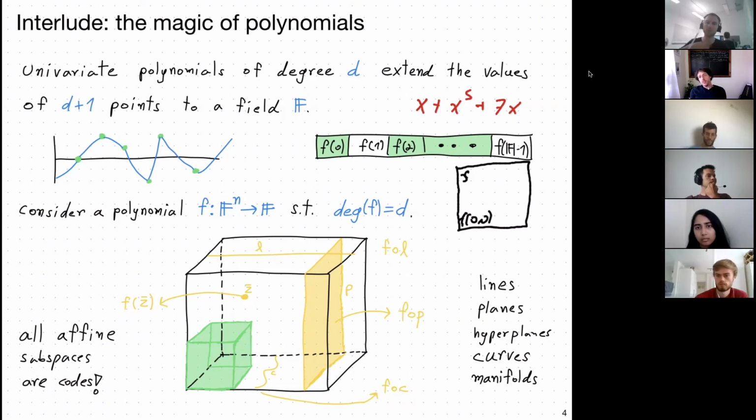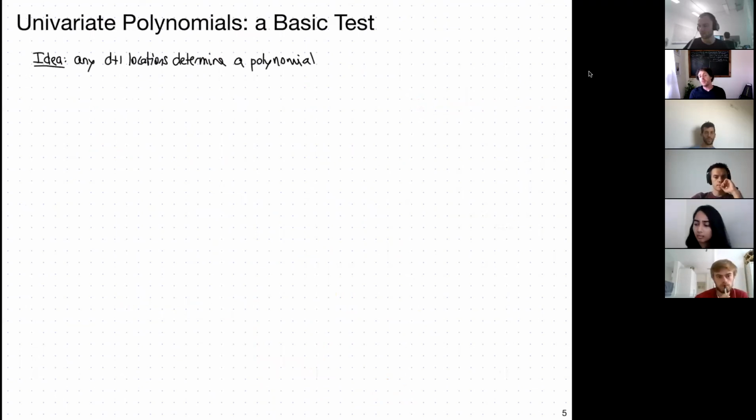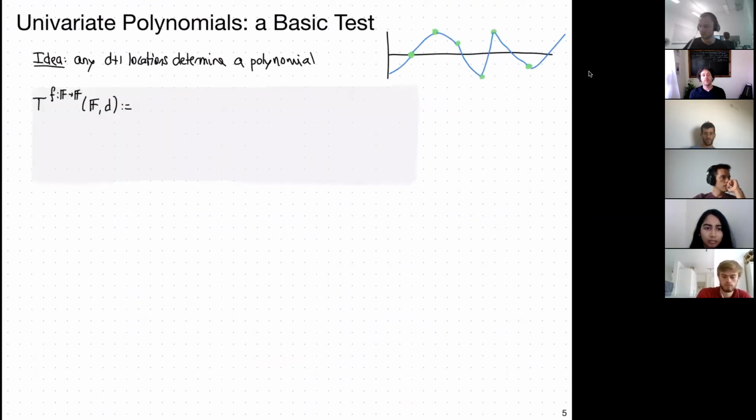So, this interlude is just to give you some intuition, and now we're getting into the actual math. Okay, so let's see how we can do this test for univariate polynomials. So we're starting with this idea, which I mentioned before, that d+1 locations determine a polynomial uniquely. So here is a very naive test. Or in fact, maybe let me ask you. Suppose that you are getting some polynomial, and you want to know whether this polynomial is of low degree. Do you have any suggestion how I might be able to test that using the property that is written on the board?